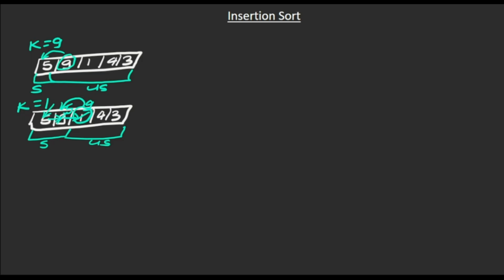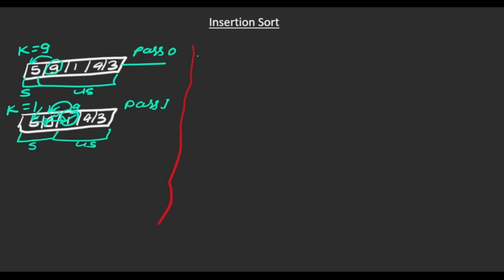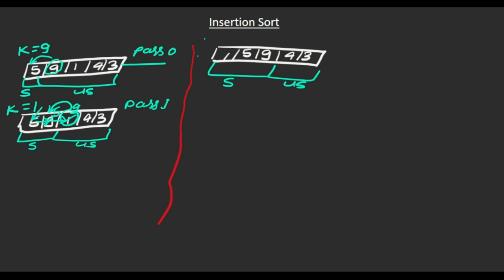Okay, so after this pass, which is pass 1, right? First was pass 0. So after pass 1, our array looks like 1, 5, 9, 4, 3, right? Now this becomes the sorted part and this becomes the unsorted part, right? Now let's take key as 4. Key is always the first element of the unsorted array.